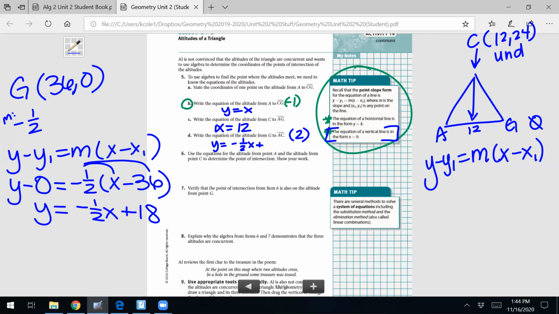And that one is the most comfortable for us to look at because it looks normal. Like you can see 18 is the y-intercept. You can see the slope is -1/2. So that one's more like what we are comfortable with.